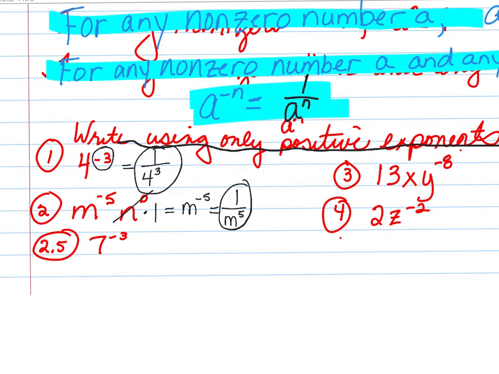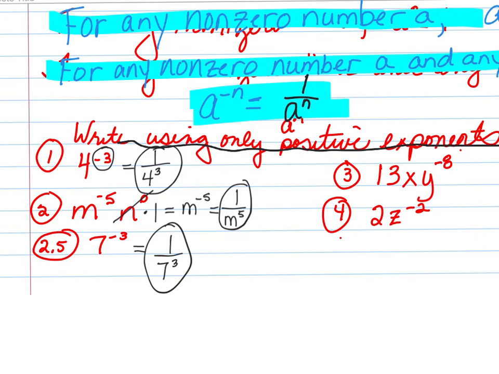So 7 to the negative 3rd. Raise your hand and tell me what is the answer to that. Hudson? 1 over 7 to the 3rd. 1 over 7 to the 3rd. You're right. And if you needed to, you could multiply 7 times 7 times 7, right?